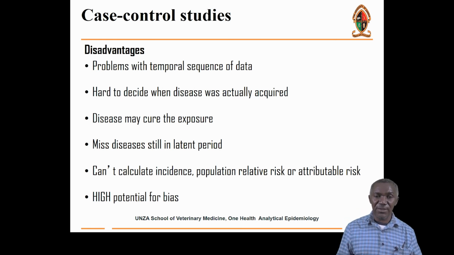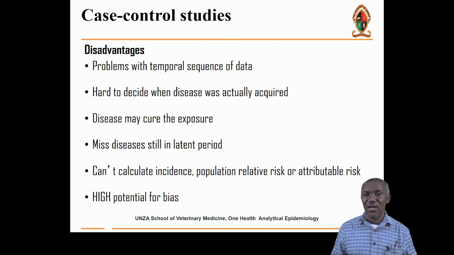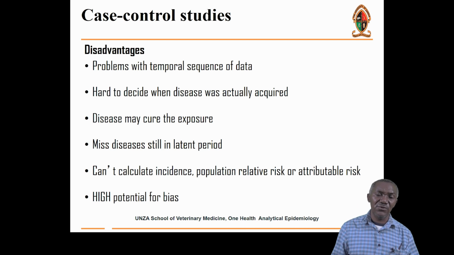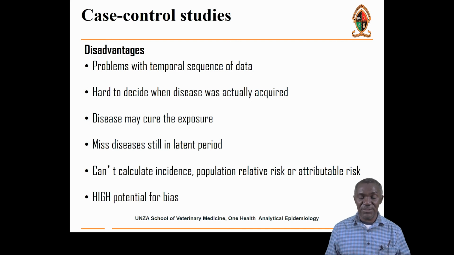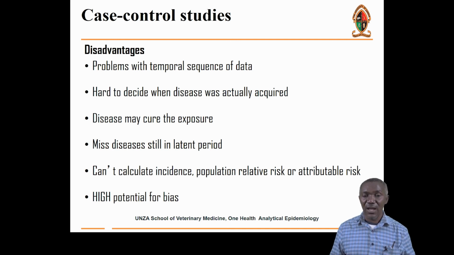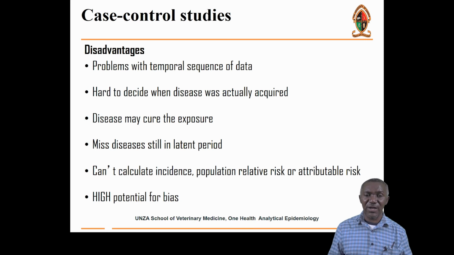And also, from this, you can't calculate incidence. You also can't calculate population risk, relative risk, and attributable risk, because you have no denominator value to use in calculating these proportions. Risk is a proportion, and attributable risk is also a proportion. They require a denominator value, which is missing in a case control study, and they are prone to bias. So there is high potential for bias.